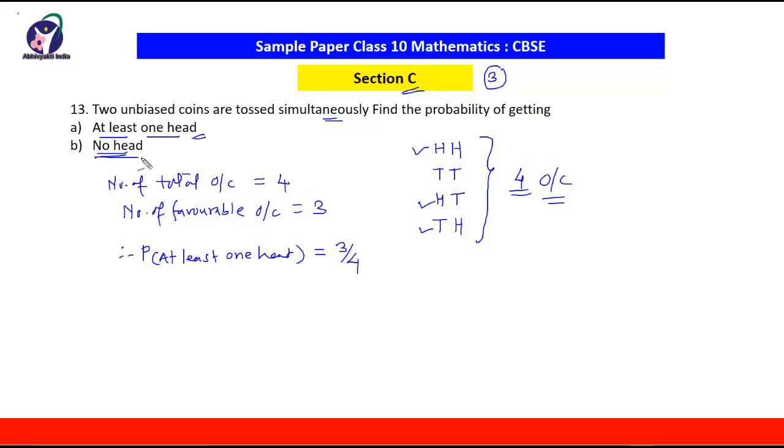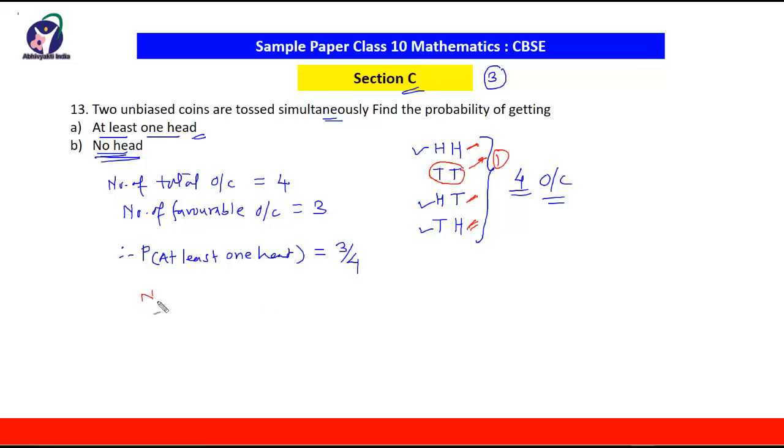Now in the second case, no head. So here if you see, there is no head, but here there is head. Here in this there is one head, here is also head. There is only one possibility where there is no head, so the favorable will be 1.